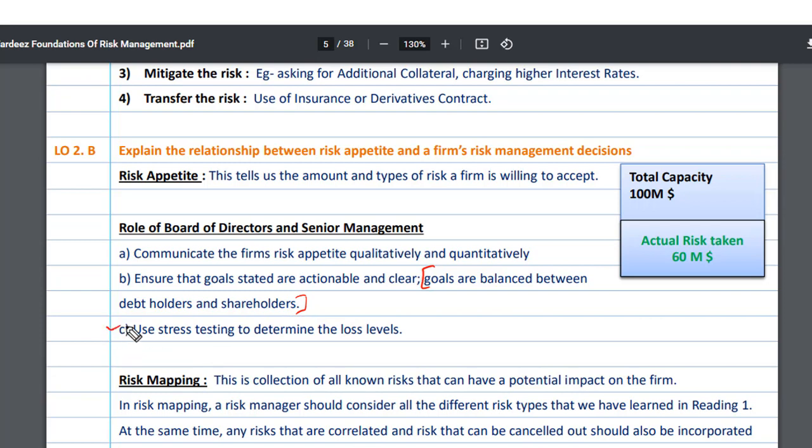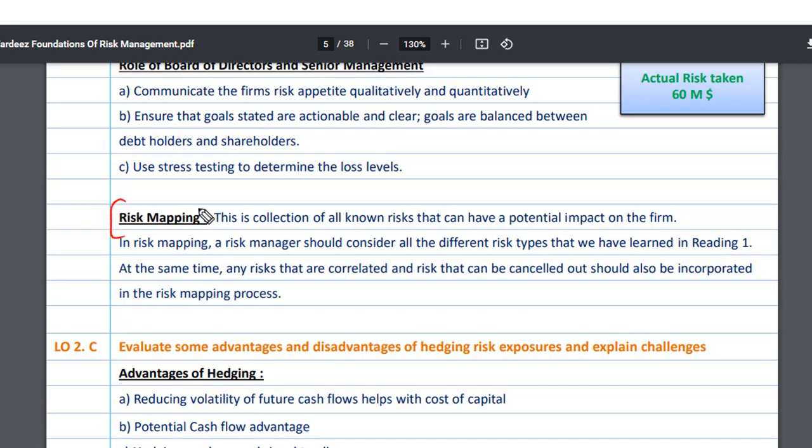And lastly, use stress testing to determine the loss level. So this is the role of the board and senior management. Talking about risk mapping, this is a collection of all the known risks that can have a potential impact on the firm. Basically, in risk mapping we write down all the risks that the company is facing. Let's say market risk, credit risk, operational risk, liquidity risk, reputation risk, and so on and so forth.